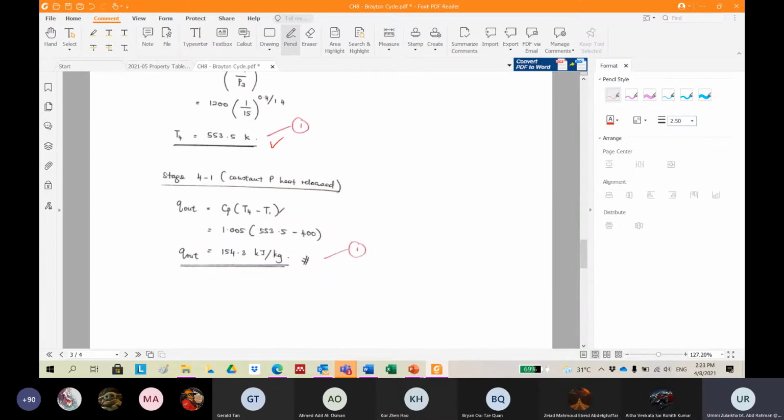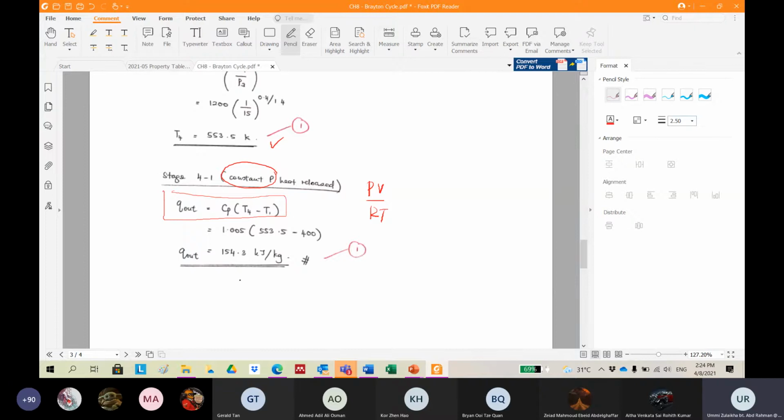Then stage 4 to 1. This one again, this is constant P. This is not isentropic. You cannot use isentropic. You can also use PV over RT to get the P or the T whatsoever. You can use that, and then you apply this Q out. Q out equals to this. Since you already obtained T4 and T1 and so on, you can put it into the equation.